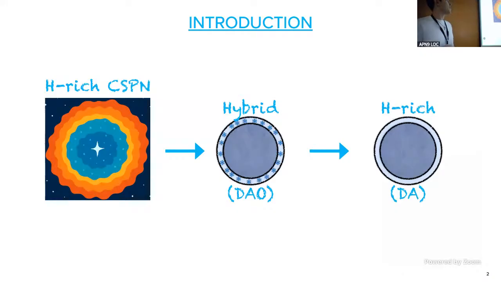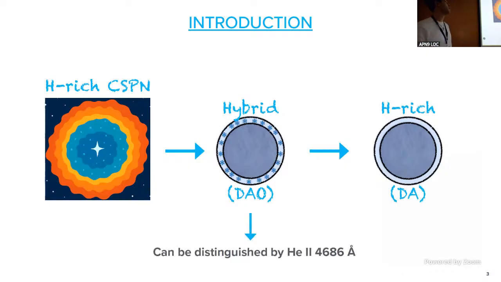The evolution of the central stars can be divided into 2 major channels: the hydrogen-rich channel and the helium-rich channel. Today we will be focusing on the hydrogen-rich channel, and this is a simple sequence shown here. A hydrogen-rich central star evolves into a DAO white dwarf or hybrid white dwarf, which can be distinguished by the helium-2 4686 line in the optical spectrum, and then it evolves into a hydrogen-rich white dwarf. This is the simple picture expected by theory.